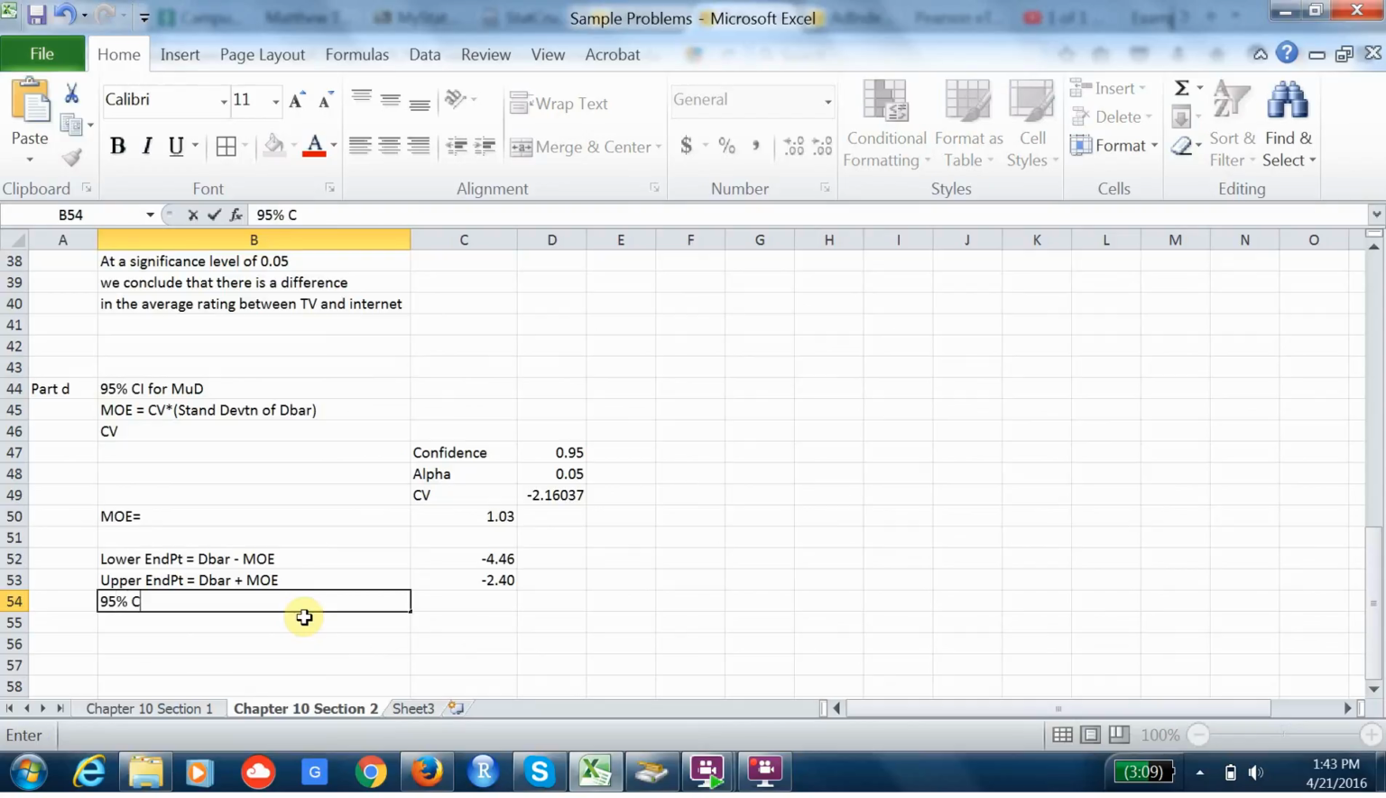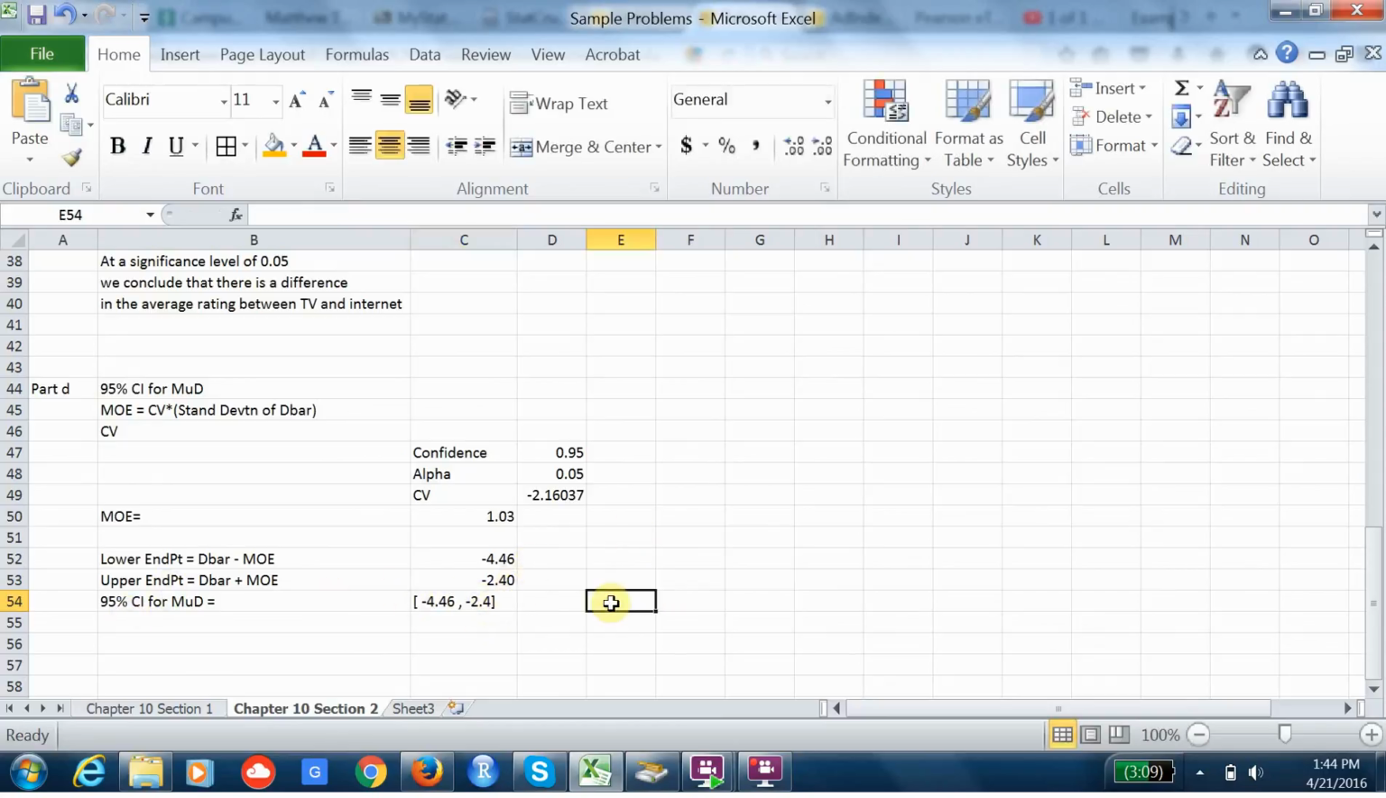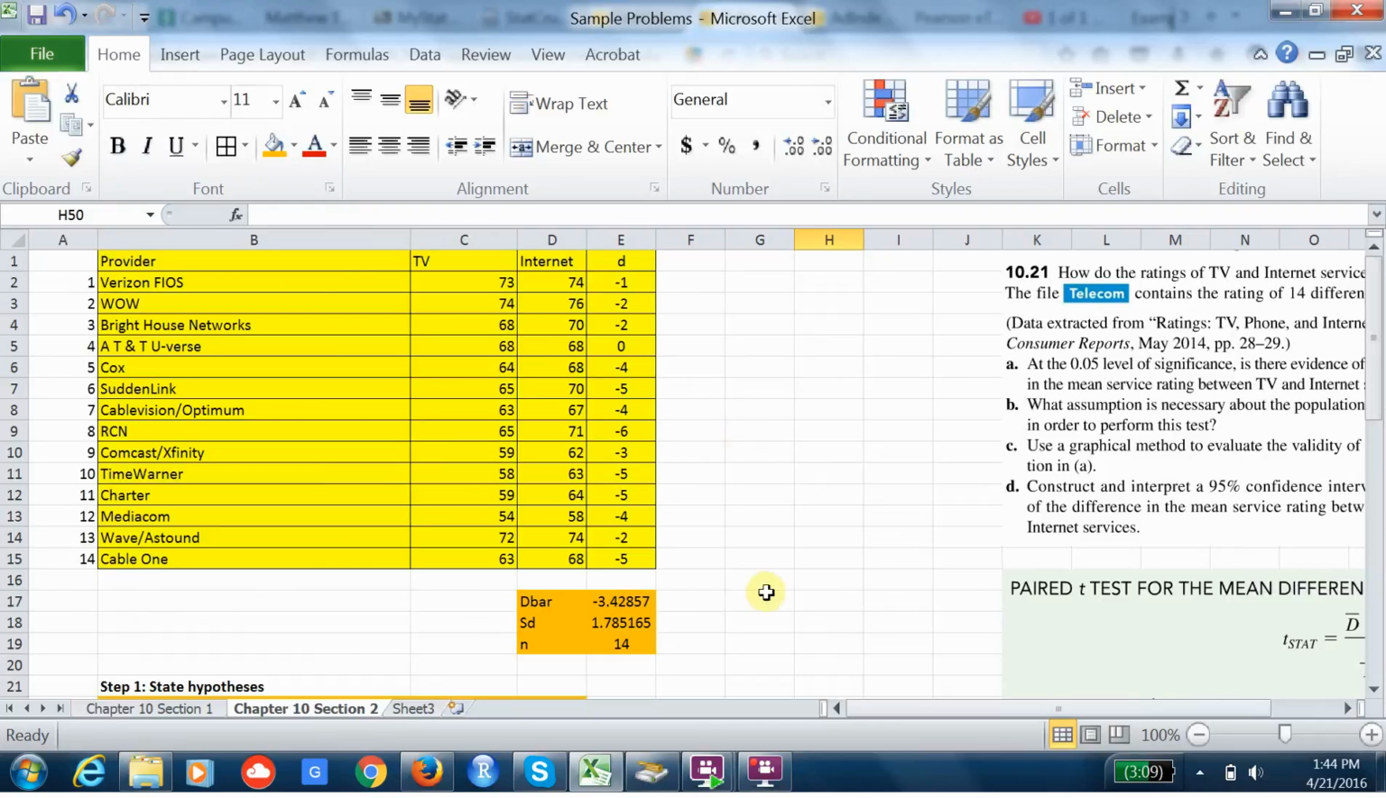Okay, and now I'm ready to get the confidence interval. So I know the 95% confidence interval for the average of the differences goes from minus 4.46 to minus 2.4. Notice again, just like before, that we rejected the null hypothesis when mu d naught was equal to 0, which means that mu d naught equal to 0 cannot be in the confidence interval, and it's not. So that's always a good check you should look at. And that's pretty much all there is for these problems from section 10.2.